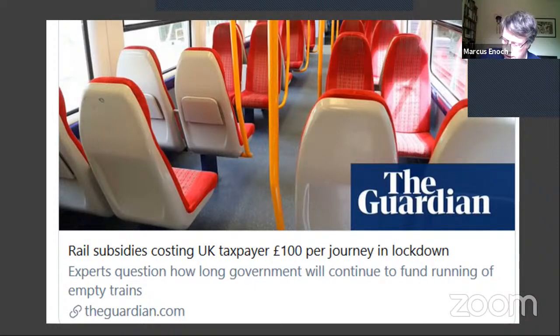For aviation, so far 7 airlines have gone bust, and IATA, the International Air Transport Association, reckons that by the end of 2020, airlines will have lost £68 billion.